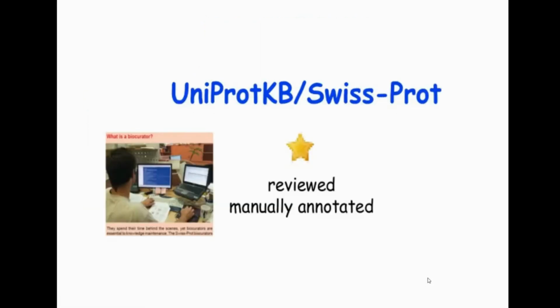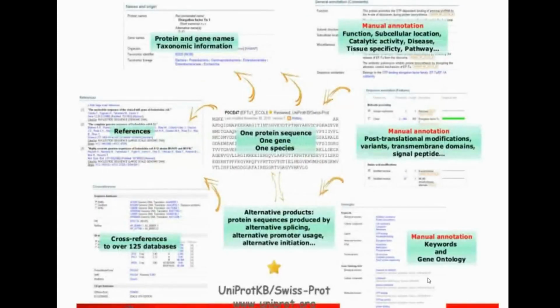Second one is the UniProt KB Swiss-Prot, which is a reviewed and manually annotated database. From the translated EMBL, after the manual annotation of the protein sequences and biological information, the sequence moved to the Swiss-Prot. That is why the Swiss-Prot is a reviewed and manually annotated database.